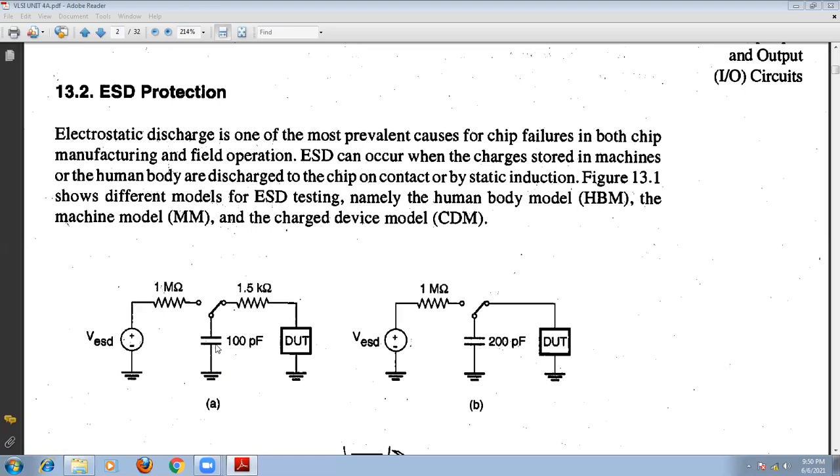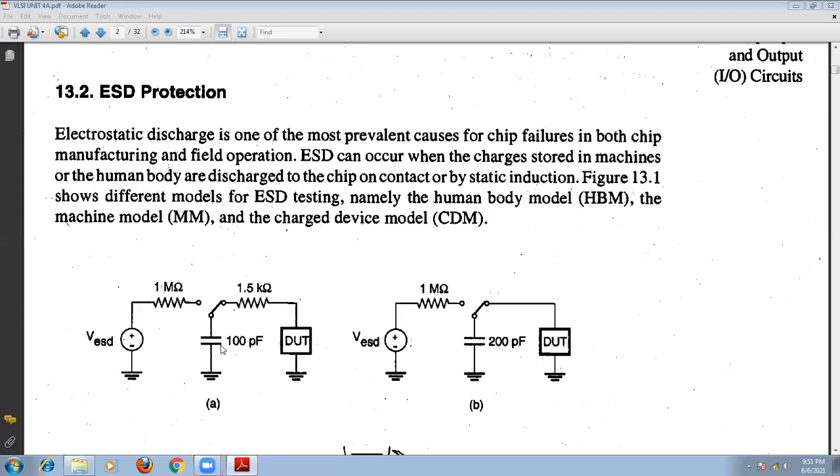Whatever signal the body has will be transferred into the device, and the device will collapse within a very short time, because the signal enters the active circuit very quickly. That is the main importance of electrostatic discharge: it can be generated in the human body and also in machines. So we have different models in order to analyze it.